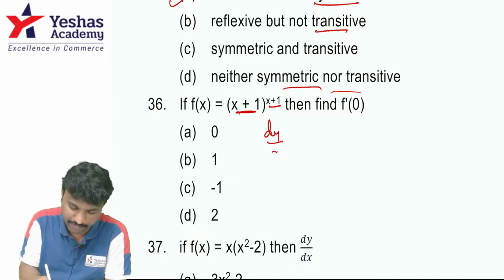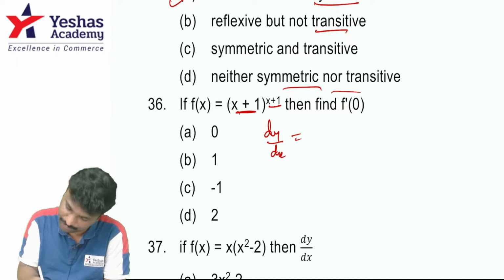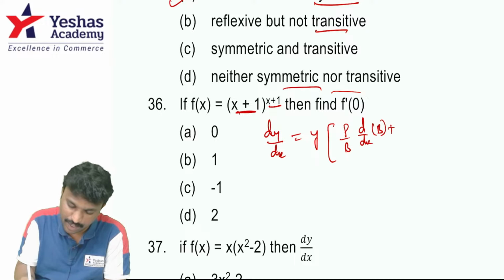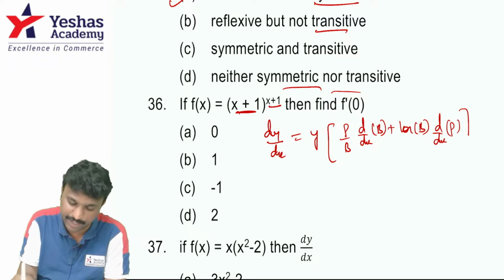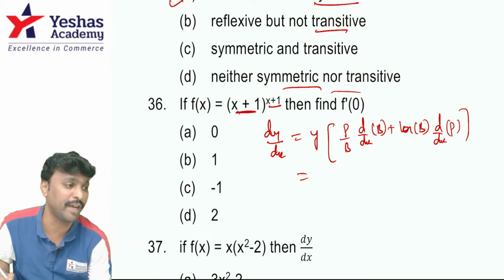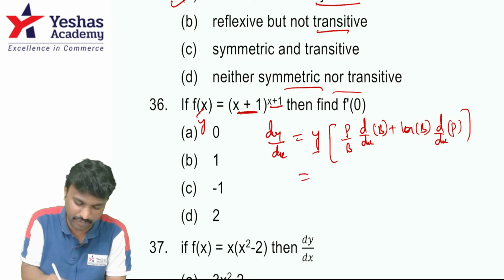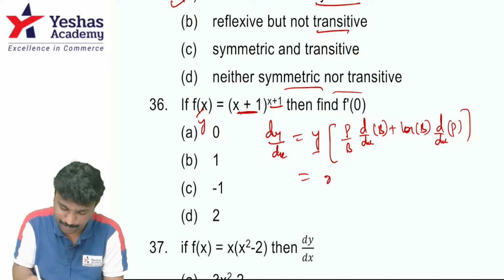So what is logarithmic differentiation? It is the function y itself into power by base into d by dx of base plus log of base into d by dx of power. This is the one liner for logarithmic differentiation. When to do this? When the base and the power both are variable. So what is y? F of x itself is y. That means (x plus 1) whole power (x plus 1).